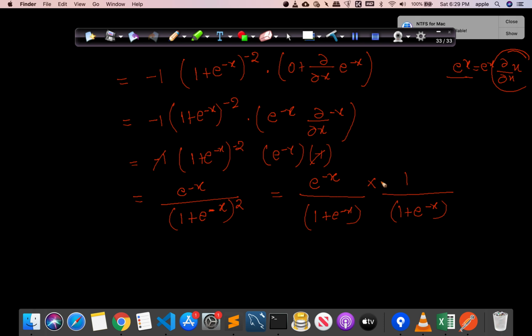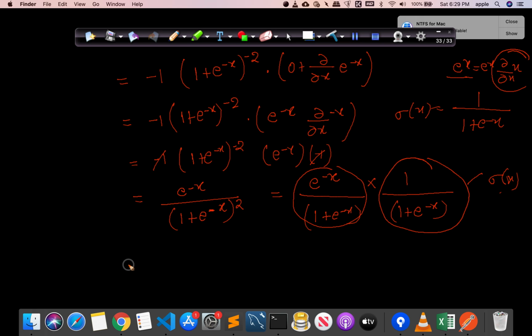Now what will happen is, we don't have to touch this term, because we know that this is sigmoid of x. We have seen that. So what is sigmoid of x? Sigmoid of x is simply 1 upon 1 plus e to the power minus x. So we have got one sigmoid term. Now we have to just rearrange this.